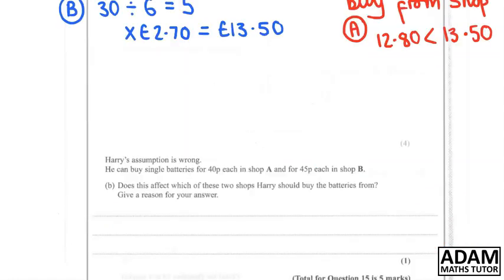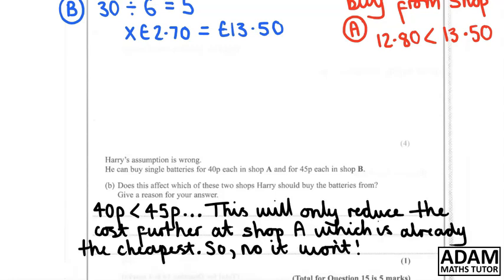Part B, Harry's assumption is wrong. He can buy single batteries for 40p each from shop A and 45p from shop B. Does this affect which of these two shops Harry should buy the batteries from? Give a reason for your answer. Well, 40p is cheaper than 45 pence, so this will only reduce the cost further at shop A, which is already the cheapest. So no, it won't affect which of the shops Harry should buy the batteries from.